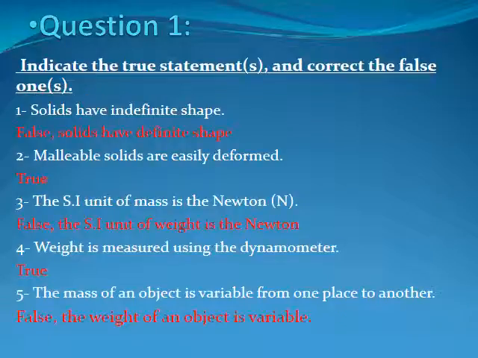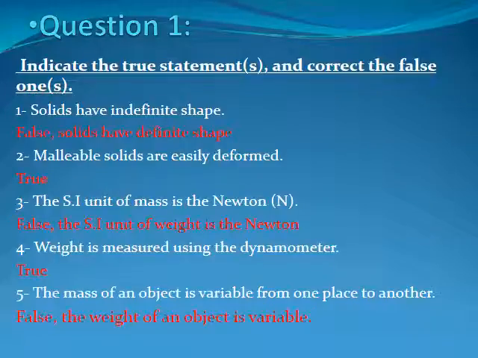Thank you. 3. The SI unit of mass is the Newton, symbol N. Yes, Tala? True or false? It's false. Can you correct it? The SI unit of weight is the Newton. Okay, there's one way to solve this: the SI unit of weight is the Newton, of symbol N.